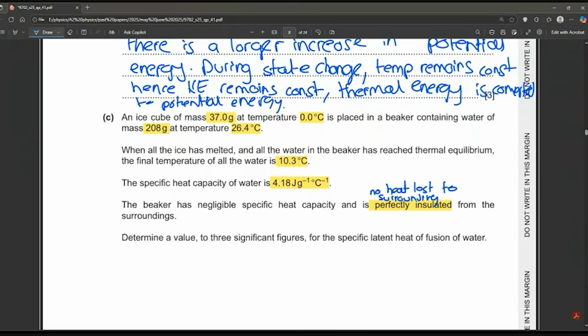Determine a value to three significant figures for the specific latent heat of fusion of water. You have to calculate the specific latent heat of fusion of water. How will we calculate it? Think about it a little.